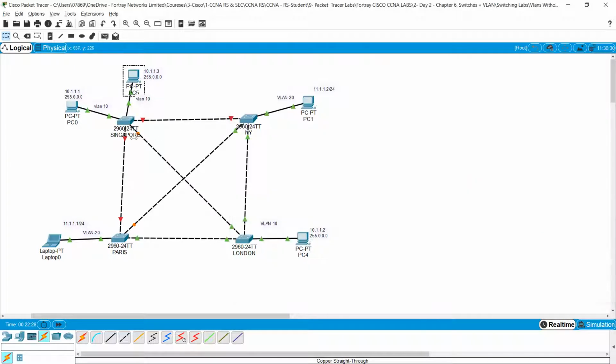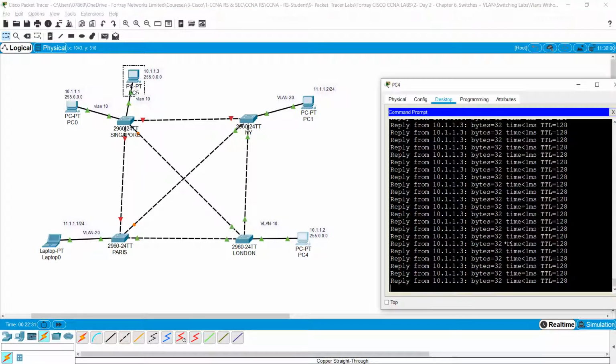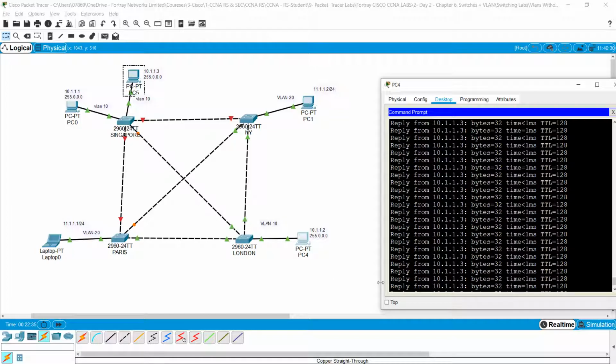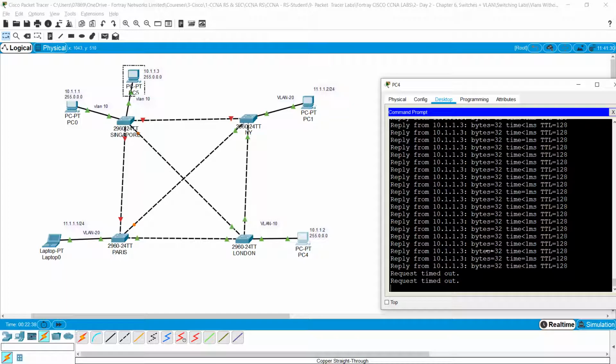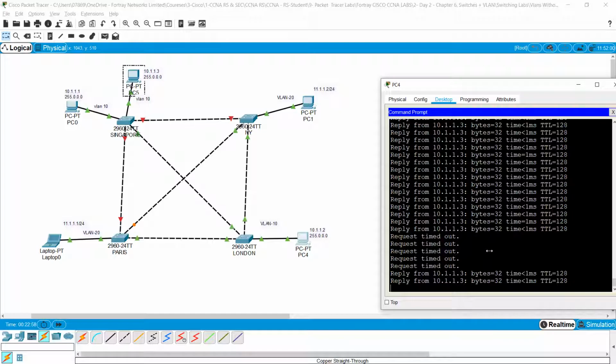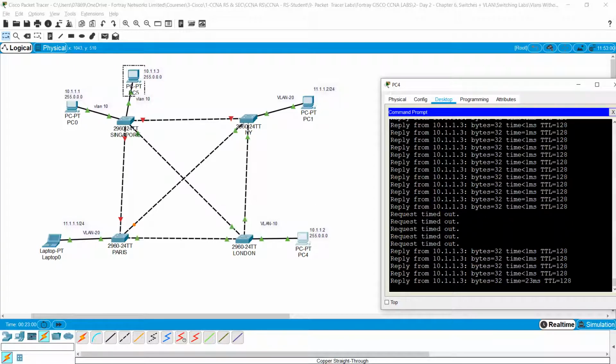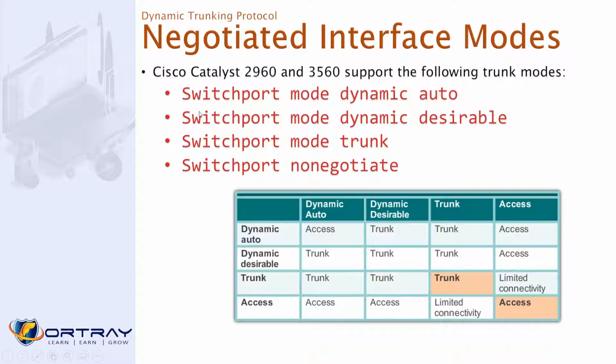If I configure one side desirable and another side auto, communication still works, but it is broken right now because of the negotiation parameters which we just configured. So auto with auto will never work. Auto with desirable will work. Desirable with desirable will work, and auto with trunk, and desirable with trunk will work. So this is a table that shows you. Clear?